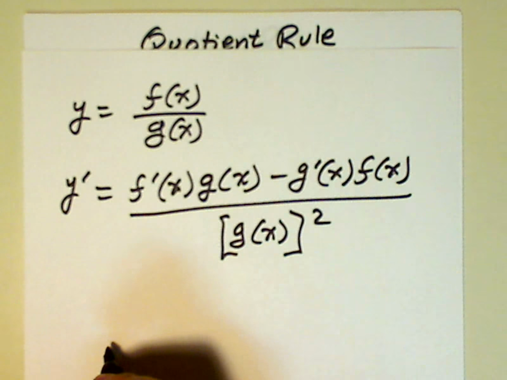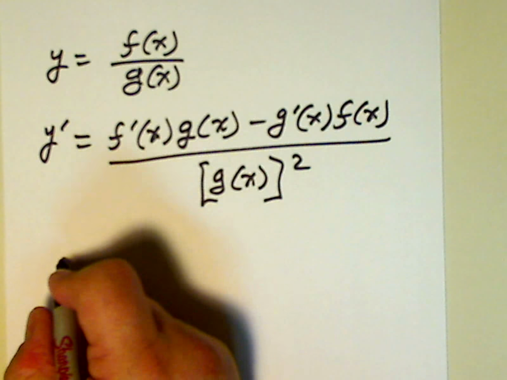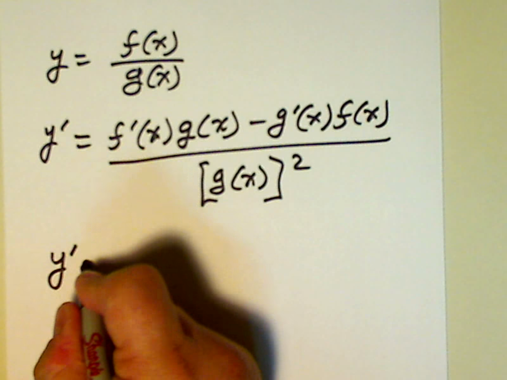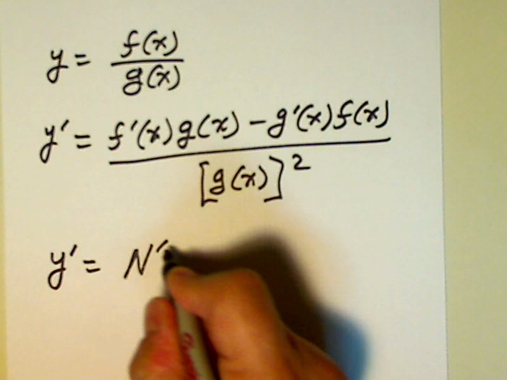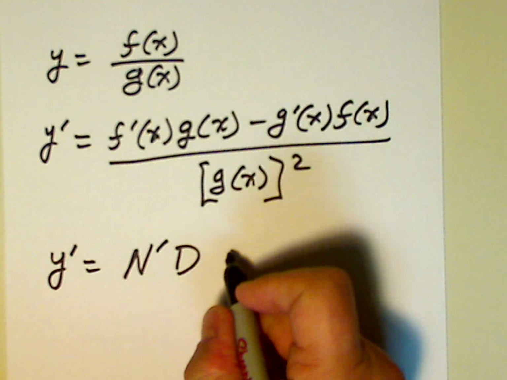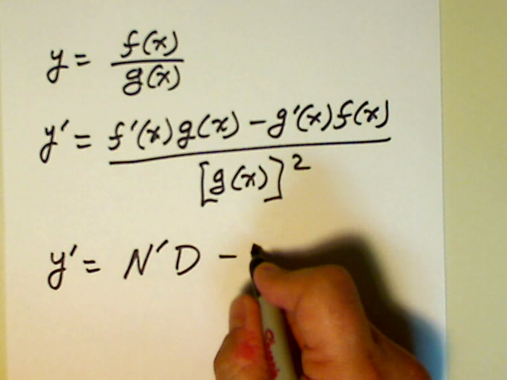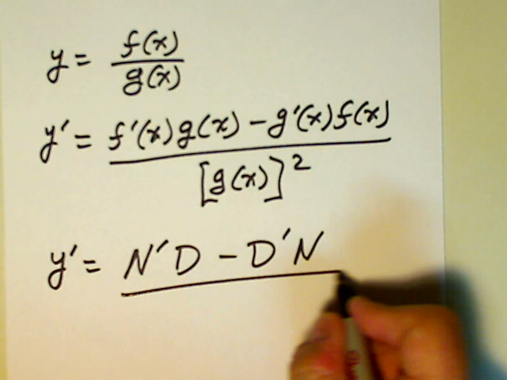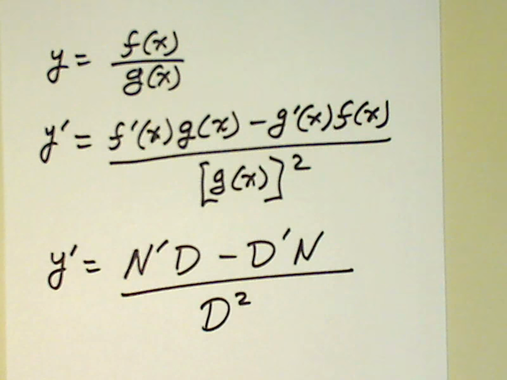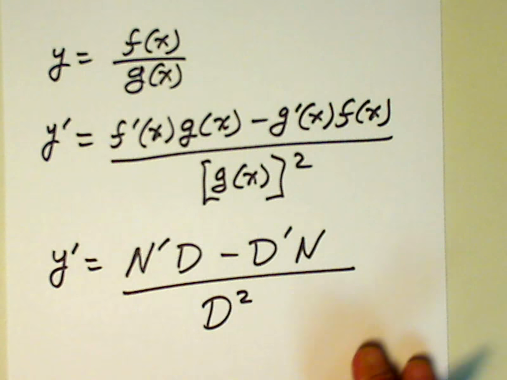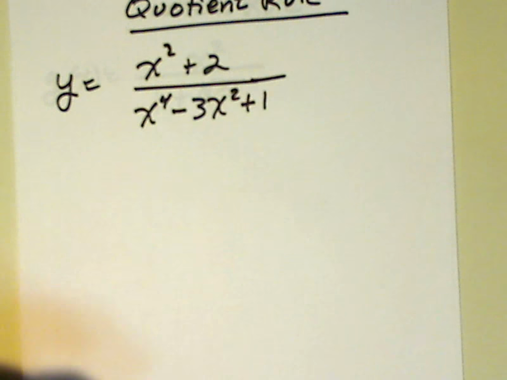And as I mentioned in the first video, I have a student who came up with a different notation. She said it's the derivative of the numerator times the denominator, n prime times d, minus the derivative of the denominator times the numerator, and divided by the denominator squared. And I thought that was much better notation. I think it's a lot easier. It was clever on her part, and she deserves some credit for that. Okay, so let's get right to a problem.